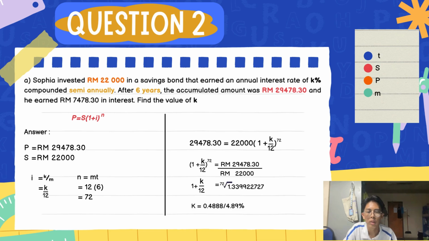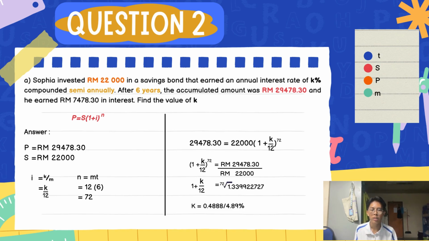So let's put the amount given into the formula. So S, RM29,478.30, will be equal to RM22,000 times bracket 1 plus K divided by 12, to the power of 72. The next one is bracket 1 plus K divided by 12 to the power of 72 equals RM29,478.30 divided by 22,000 ringgit.